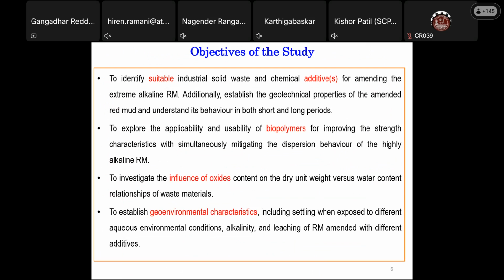Based on my extensive literature review and understanding, during my PhD I made at least 5 to 6 objectives, but I have shown only 4 here, and I will be extensively discussing the first, second, and the last objective. The influence of metal oxide I did not include here in this presentation. First and foremost, I have used different industrial waste or chemical additives to see what happens to the alkalinity as well as the red mud behavior, basically the geotechnical behavior.